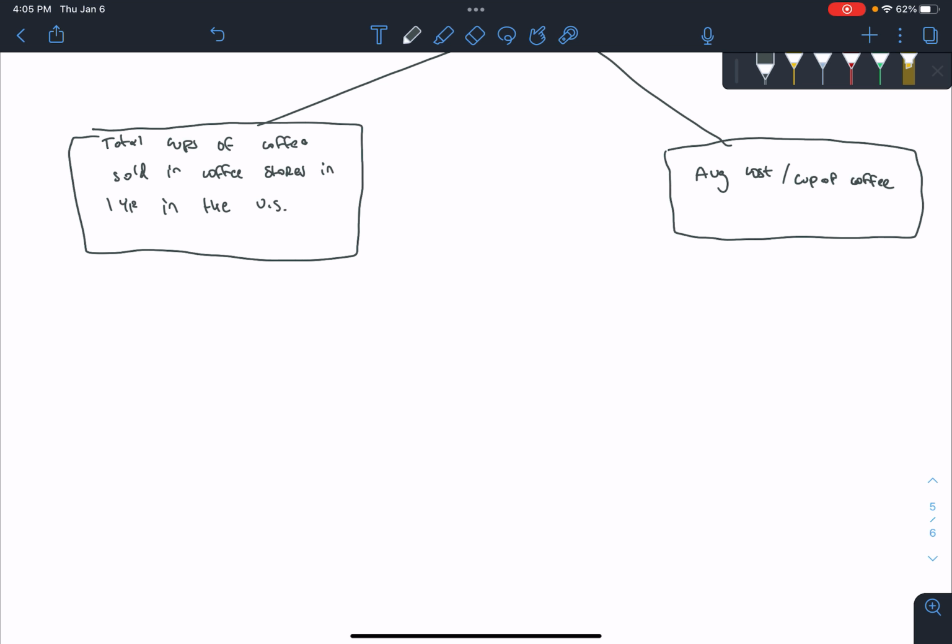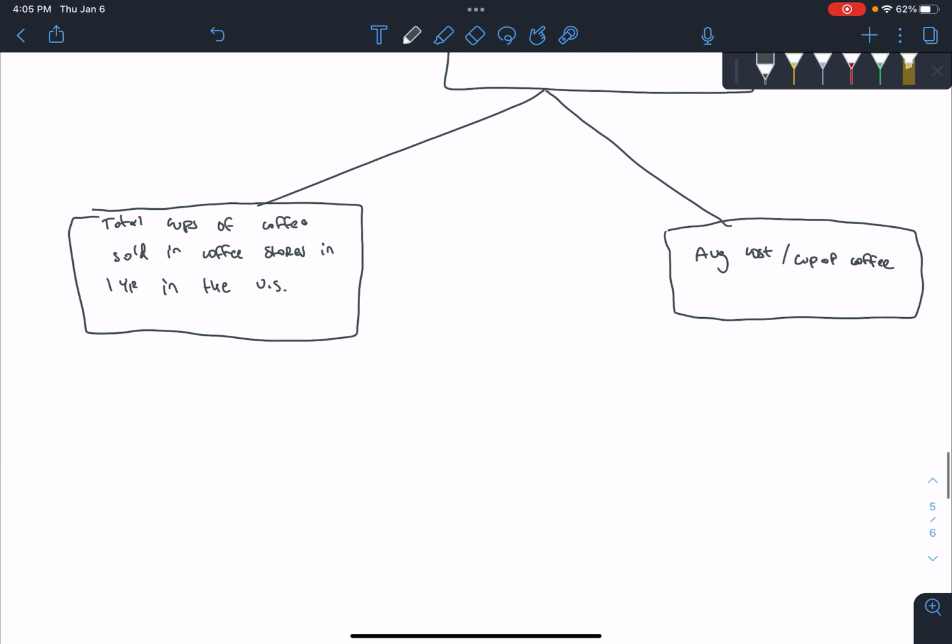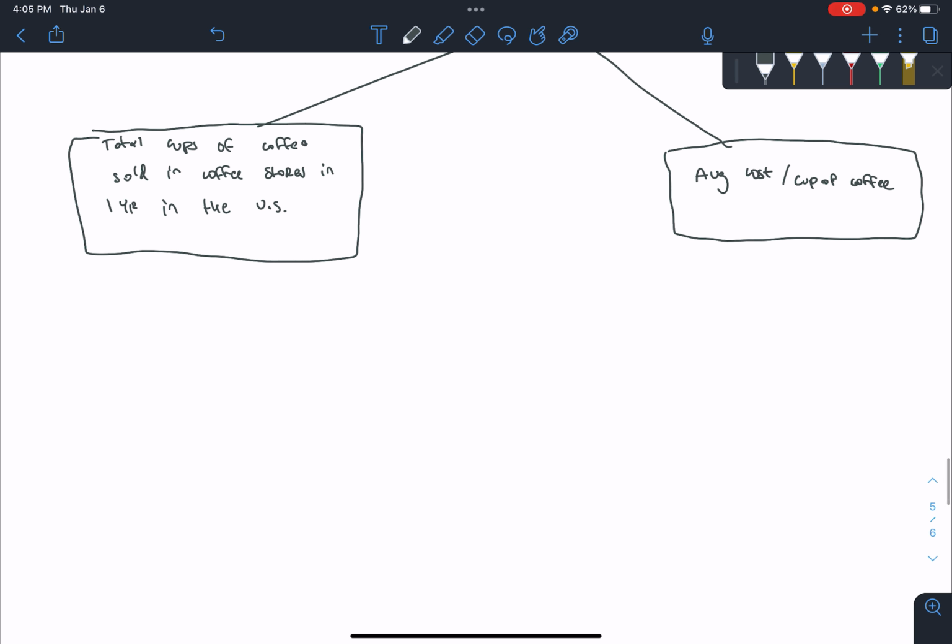And this is also why I find it more useful to make your own tree diagrams, because then I don't have a bunch of extra unnecessary webbing or roots on the right side, because I can't estimate that any further. So let's focus on the left side here, breaking this down. Total cups of coffee is probably something I want to focus on, right?